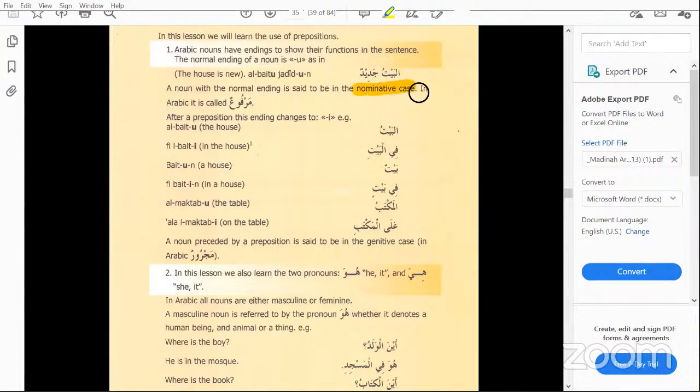And in Arabic, it's called marfu. Yeah? Yeah. So then when a noun gets a kasra, so when fi comes, Sister Qurra, what happens when fi comes?